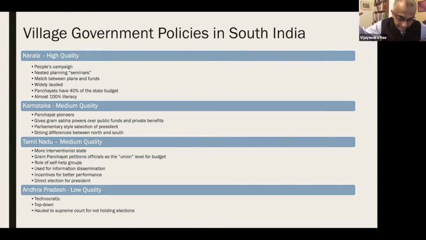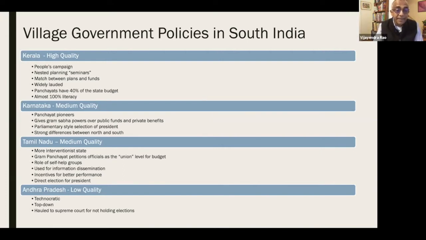And villages in Kerala are very big, about 100,000 people. They have a plan associated with particular budget allocations, and they have very large budgets. Kerala gives 40% of the state budget to the village panchayat, and of course Kerala has almost 100% literacy, unlike other parts of India.